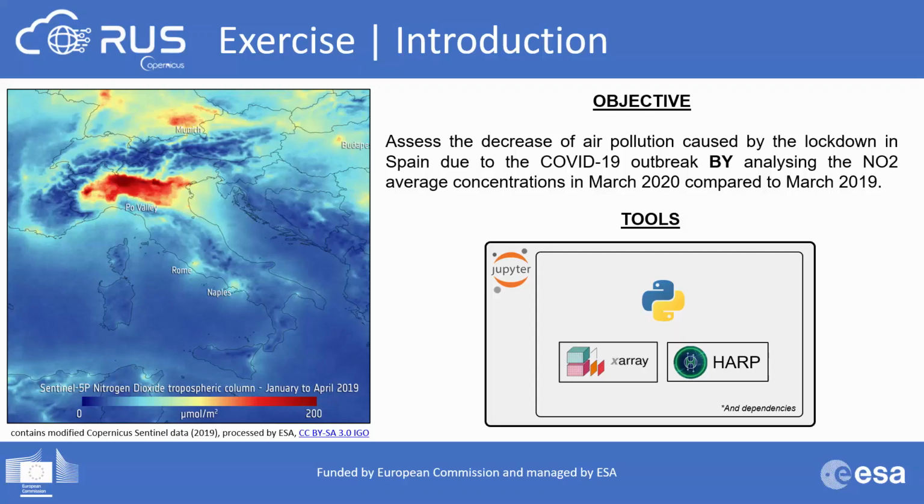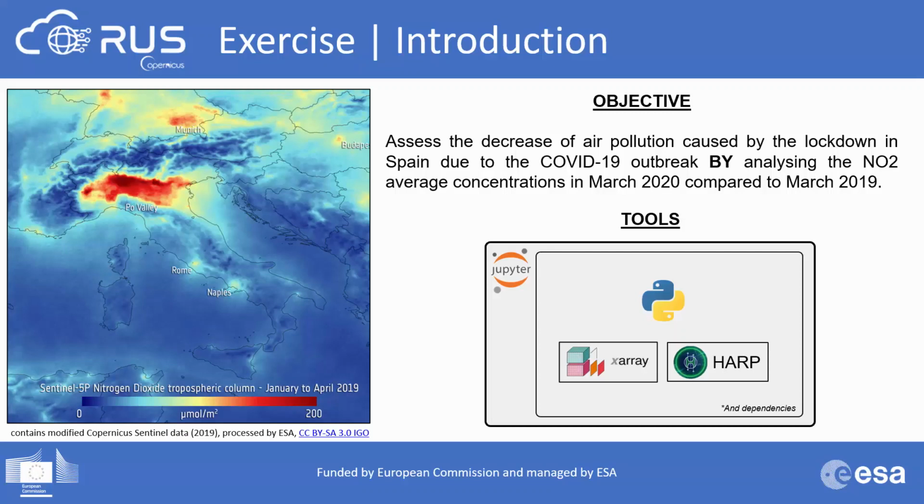So how are we going to do that? We will be using a RUS Copernicus virtual machine, as you know, and within the virtual machine, we will use an Anaconda environment, which will use Python and a Jupyter notebook to run the analysis. More in detail, within Python, we will be using two main libraries. One is called Xarray, that will allow us to handle netcdf files in Python, and one is called HARP.